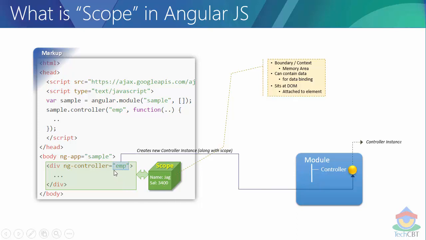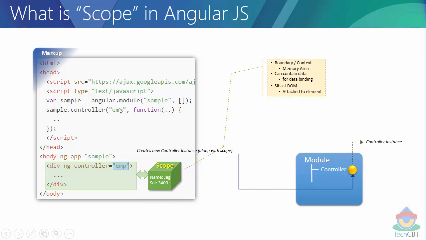When you mention EMP here, what you are saying is to create a new controller instance along with the scope being merged. So this particular controller instance, whatever it is going to create, will be instantiated as part of the module itself indirectly. So the module has the definition of the controller. However, this controller is just the definition, it is not instantiated. And when is that instantiated?